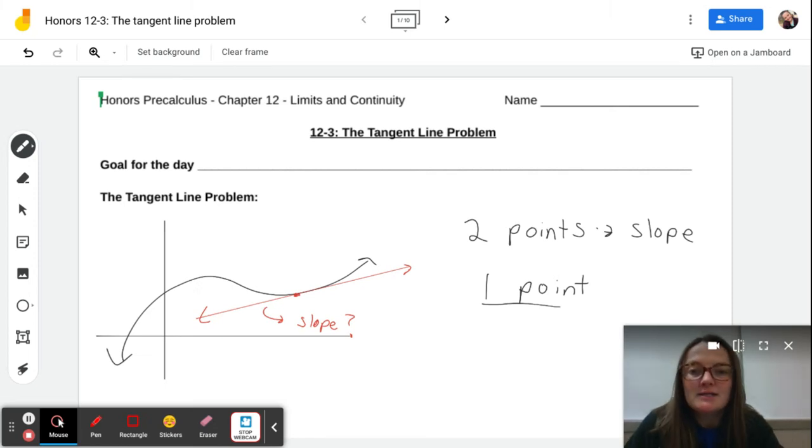Okay, so today we're going to go over the entire 12.3 lesson, which is all about what's called the tangent line problem. What's really cool about this tangent line problem is it's the basis of calculus, which is what you're going to take next year.